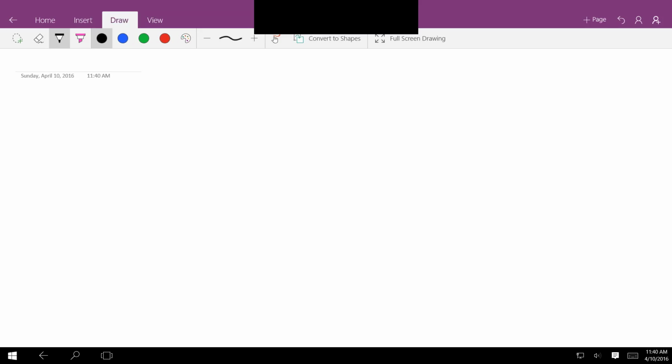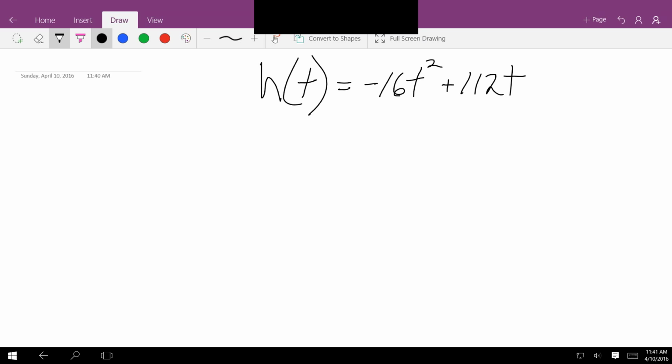Alright, so the next question says a rocket is fired upward from some initial distance above the ground. Its height in feet h above the ground t seconds after it is fired is given by h equals negative 16 t squared plus 112 t plus 2,720. And the question is, what is the rocket's maximum height?